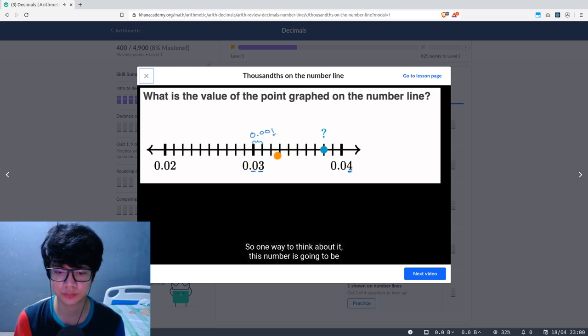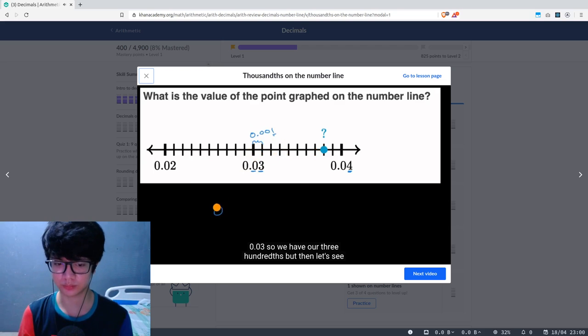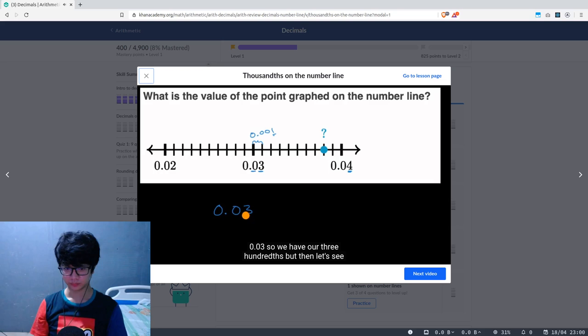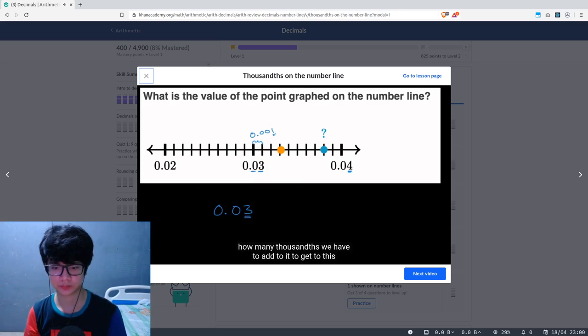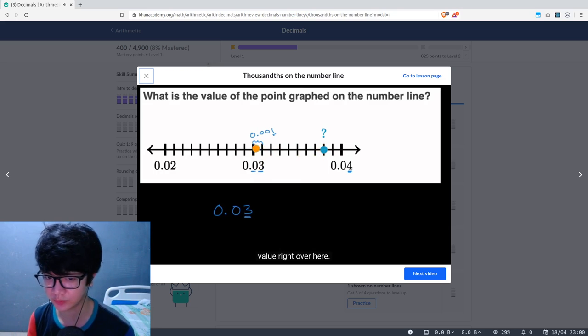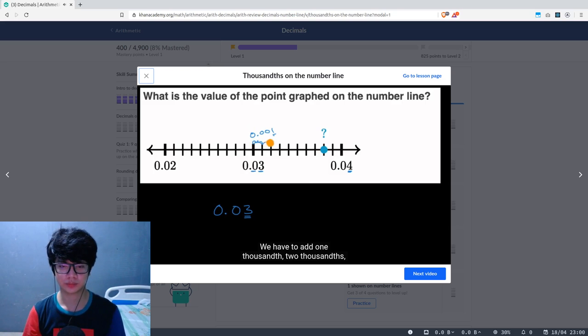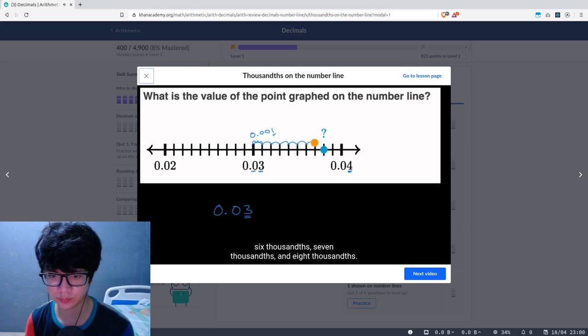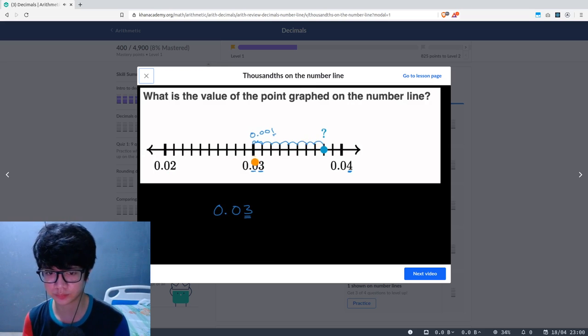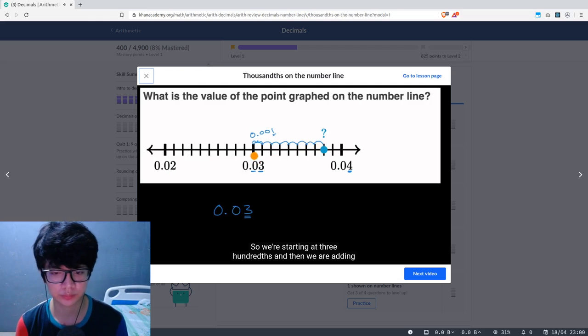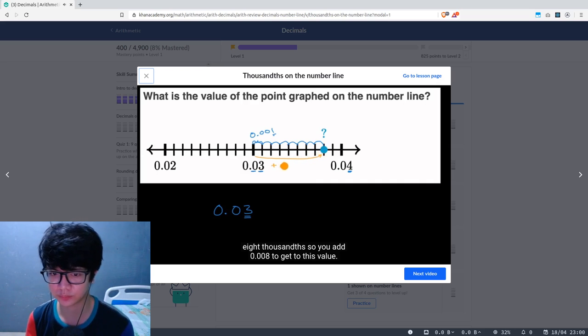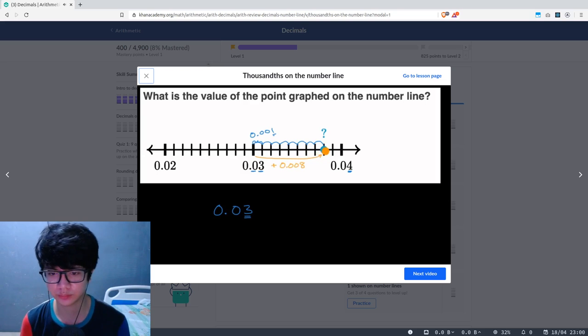So one way to think about it, this number is going to be 0.03. So we have our 3/100ths, but then let's see how many thousandths we have to add to it to get to this value right over here. We have to add 1,000th, 2,000ths, 3,000ths, 4,000ths, 5,000ths, 6,000ths, 7,000ths, and 8,000ths. So we are starting at 3/100ths, and then we are adding 8,000ths. So you add 0.008 to get to this value.